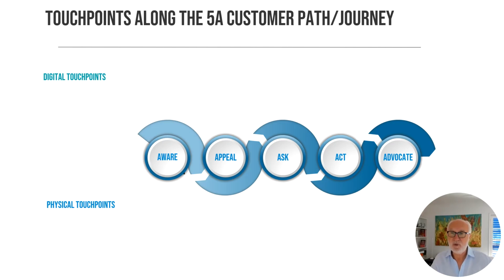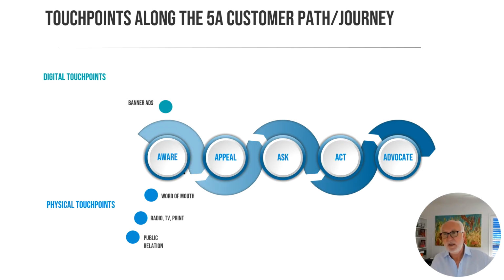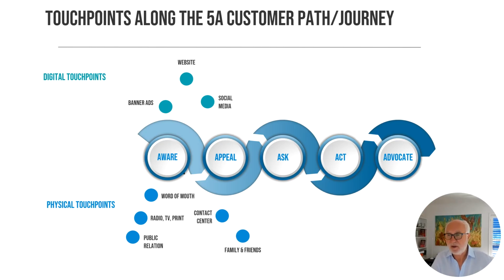So that's a big move away from the funnel. And we have physical and digital touchpoints. And these physical and digital touchpoints start somewhere. It could start with public relations or advertisement on radio and print, word of mouth, whatever. And on the digital side, you can start with banner ads or websites and social media. So after you appeal, you may end up at the contact center or talk to friends and family. You may go to the store or communicate online.